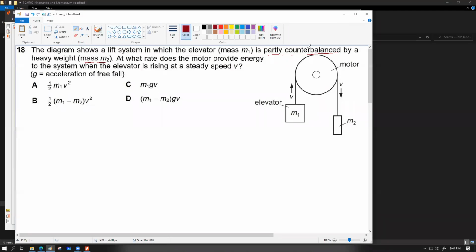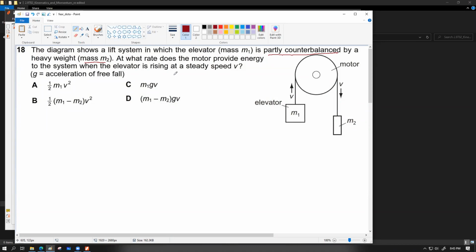Partly counterbalance means it is not balancing the full weight, it is partially balancing, which means this has to be the bigger mass, this has to be the smaller mass. So naturally what should happen? If we do not apply any motor here, if this was simply a pulley system, this is supposed to go down, this is supposed to go up, because this is a heavier object, this is supposed to be the lower object.